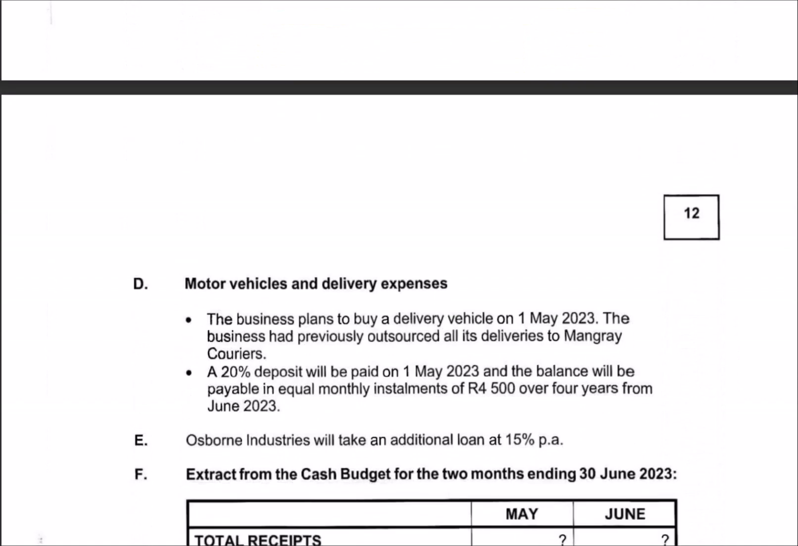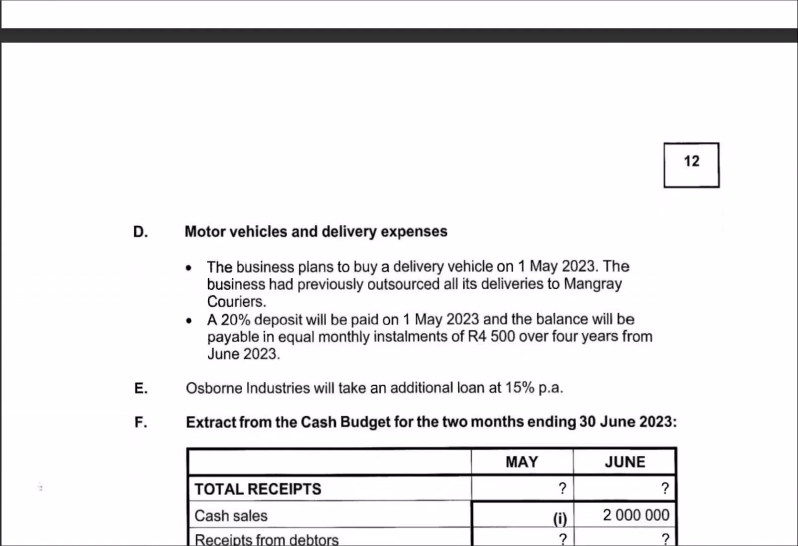Then motor vehicle and delivery expenses. The business plans to buy a delivery vehicle on 1 May 2023. The business had previously outsourced all its delivery to Mangre Couriers. A 20% deposit will be paid on 1 May, and the balance will be paid in equal monthly installments of 4,500 over 4 years from June 2023. So 20% deposit and 4,500 for 4 years from June 2023.